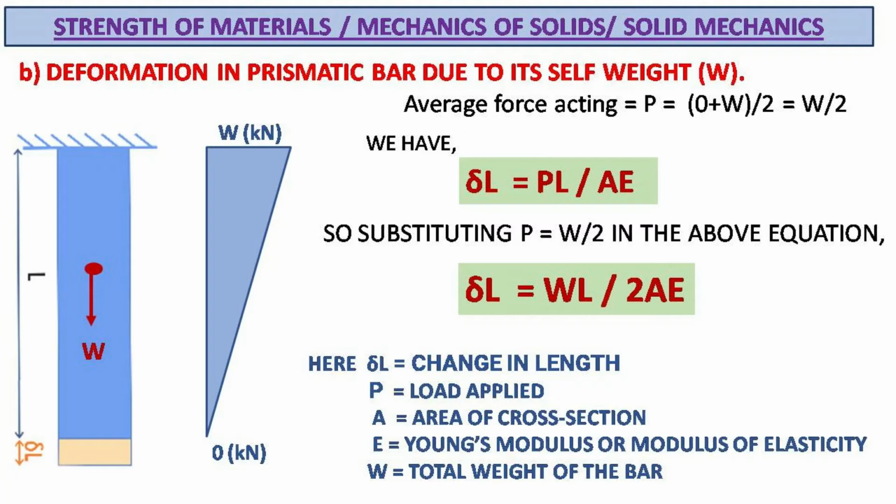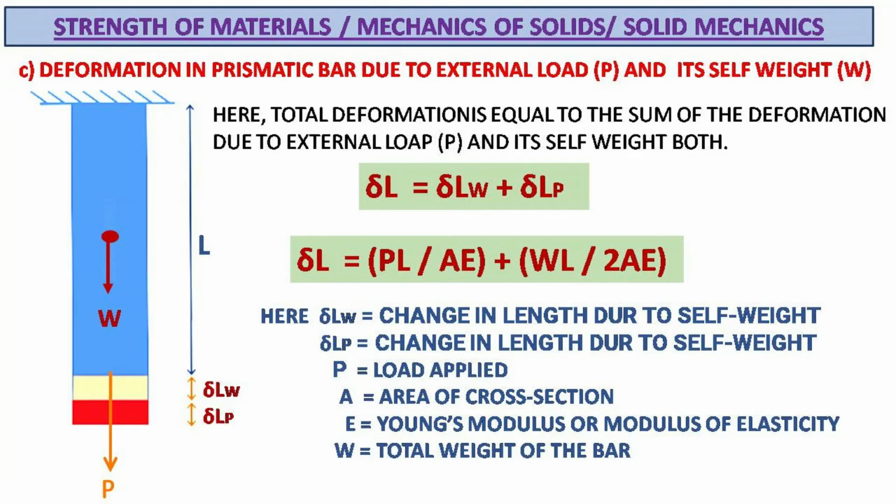Substituting this P value in the deformation equation, delta L equals P times L divided by A times E, the equation for deformation in the bar due to self-weight becomes W times L divided by 2AE. Slide 14. In this slide we are deriving an equation for deformation in the bar due to both applied load P and its self-weight W.